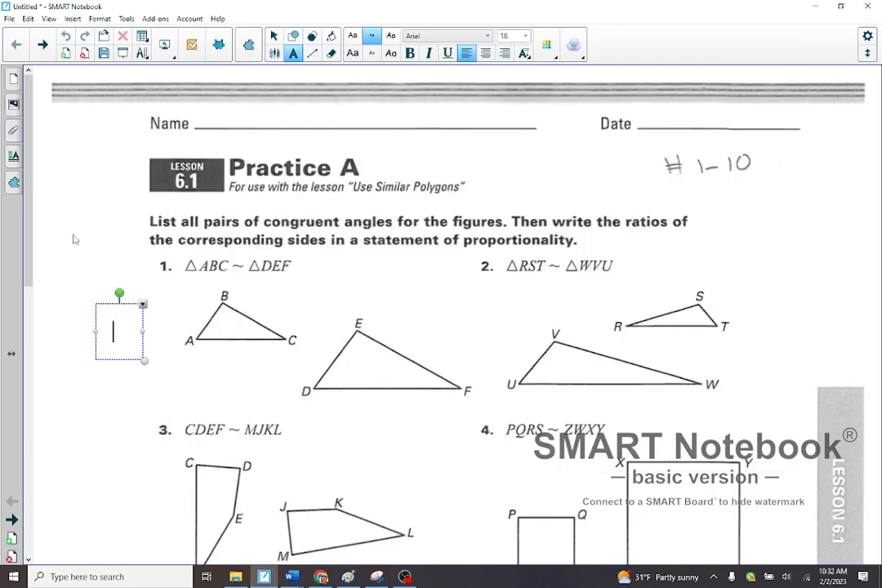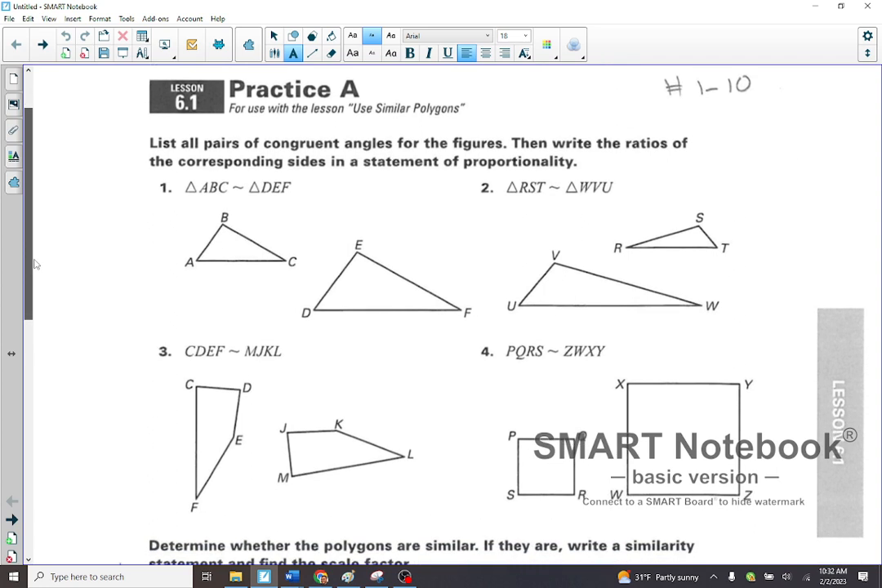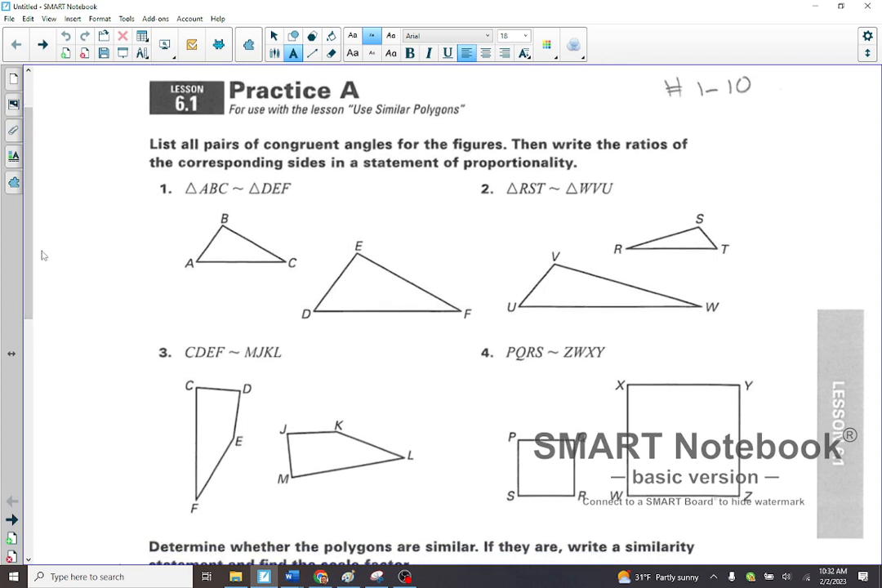Okay, for this one, it says list all the pairs of congruent angles and all the corresponding sides. So on the test, I will have at least one of them filled out to make it clear. For example, if I have ABC, that's going to match DEF exactly. So A should match with D, so that'll be one tick mark. B should match with E, that'd be two tick marks. And C will match with F, that's three tick marks.